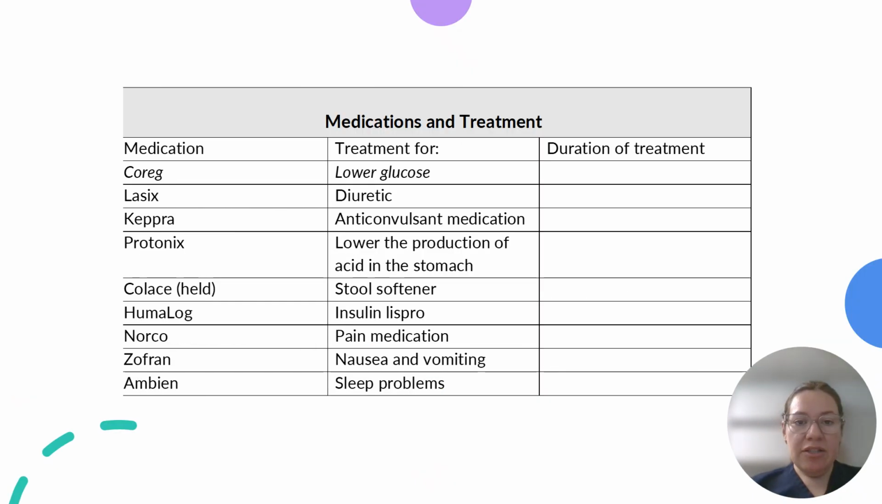So her current medication and treatment: for treating the diabetes, she's using Lantus and Humalog. She is also on Lasix because she presents a lot of fluid in her body. Keppra, which is an anticonvulsant medication. Protonix, which helps with the production of acid in the stomach. Colace, which is a stool softener. And Zofran for nausea and vomiting, and Ambien because the patient mentioned that she couldn't sleep for 3 days.